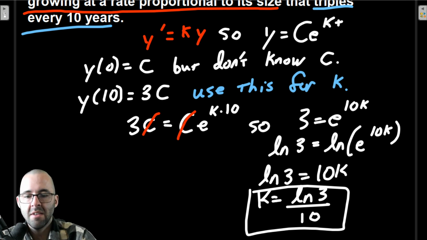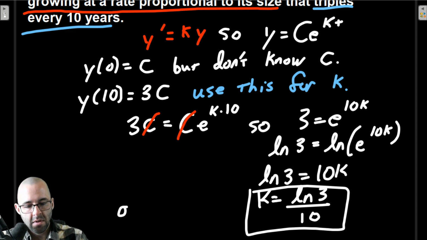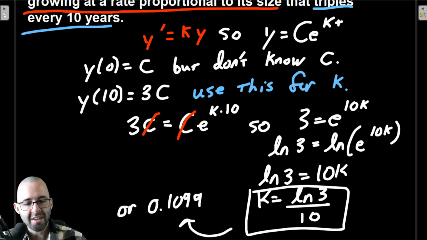So you can have this as your final answer, or you can get the decimal approximation, which is the natural log of 3 over 10, about 0.1099. I'll take either form. Okay.